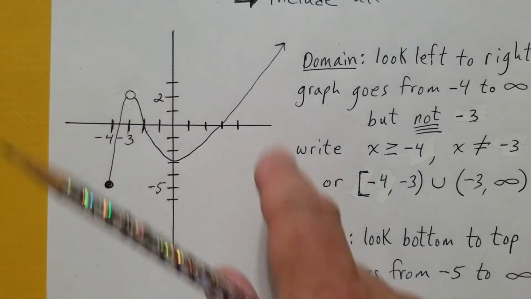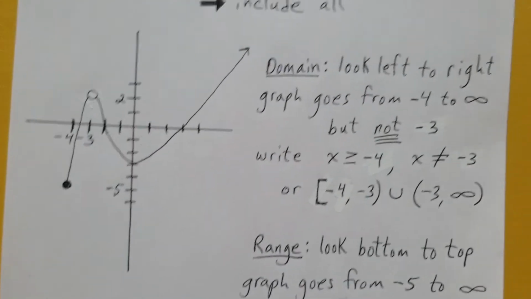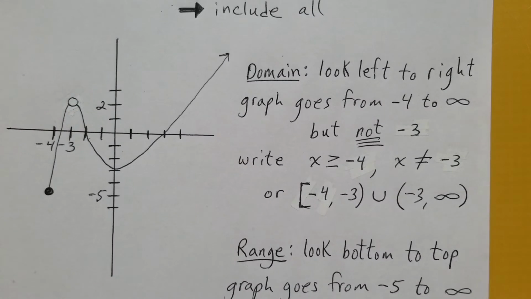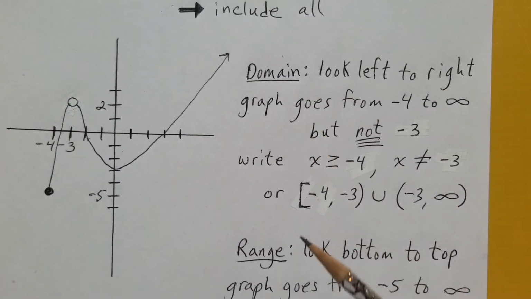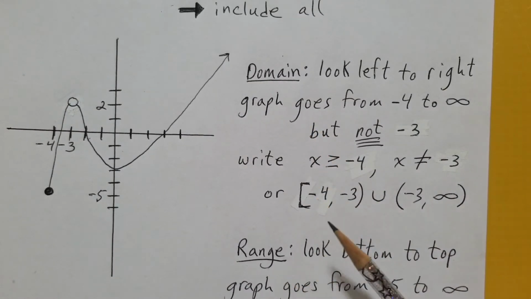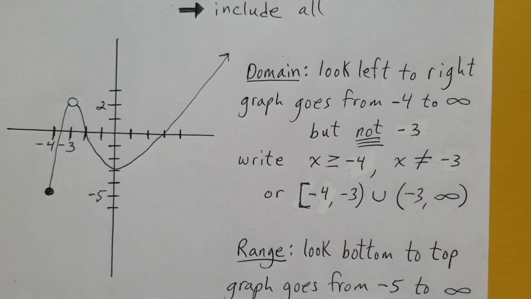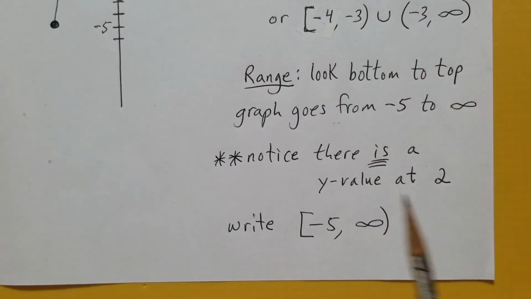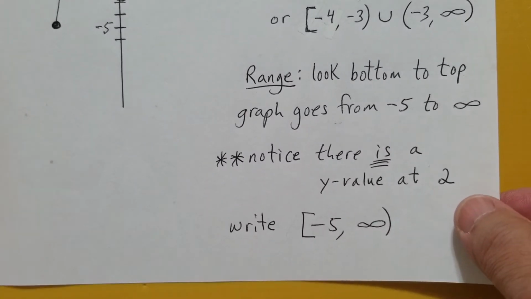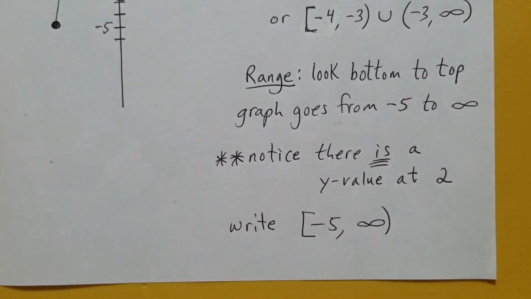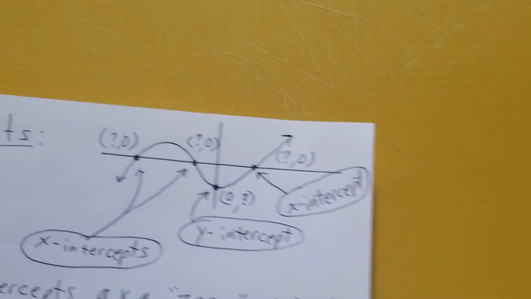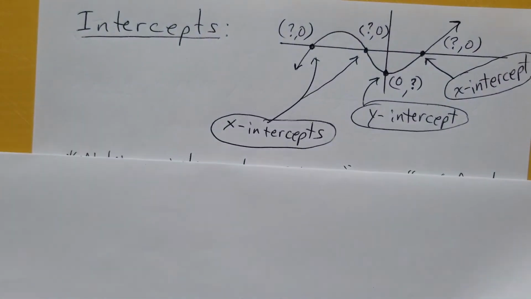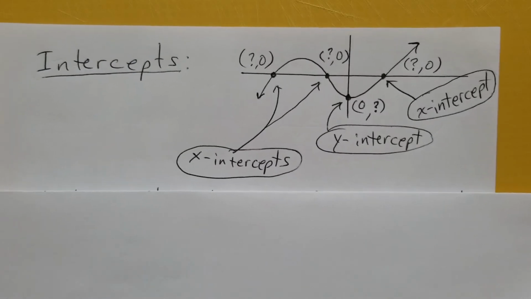So just by looking at a graph, you should be able to tell us, in English words, the domain, and hopefully you can interpret it and write it in interval notation. And you should be able to tell us the range and write it in interval notation. Okay, next thing we want to talk about for this lesson is intercepts.